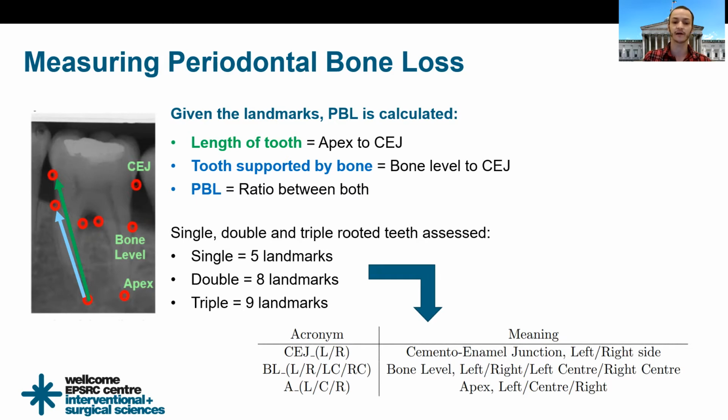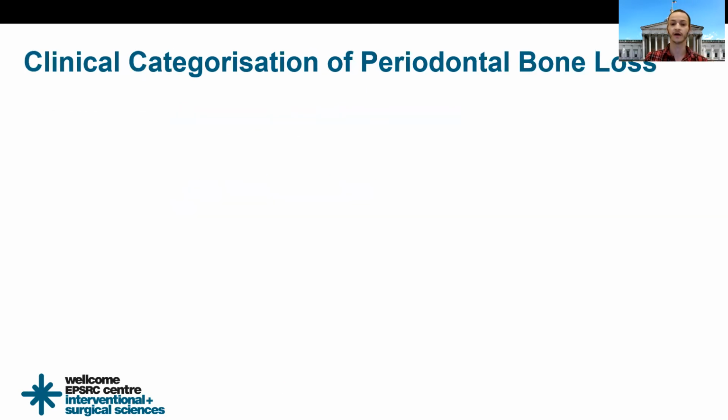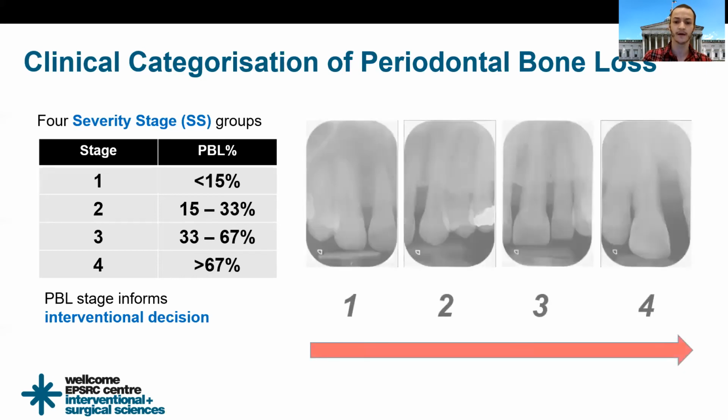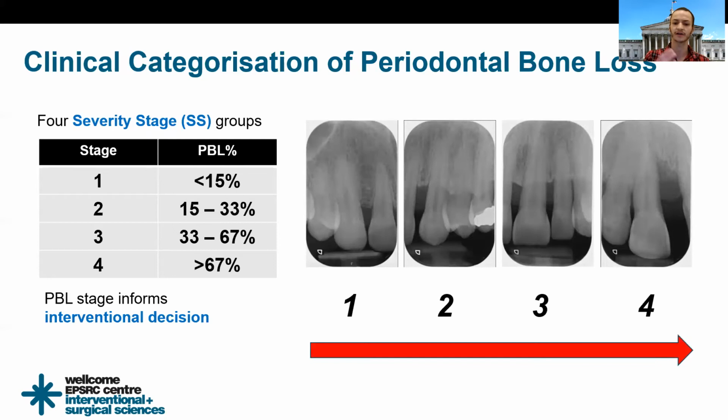As you can see on the left here, we have a double-rooted tooth, and this has 8 landmarks. But throughout this project, we assess single, double, and triple-rooted teeth, which all have differing landmarks, which is shown on the screen now. Okay, so the clinical categorization of periodontal bone loss. Periodontal bone loss is usually put into 4 severity groups, and these inform interventional decisions, as is seen on screen now. These are examples from our own data set showing single teeth which point downwards, showing examples of the 4 different stages of periodontal bone loss.